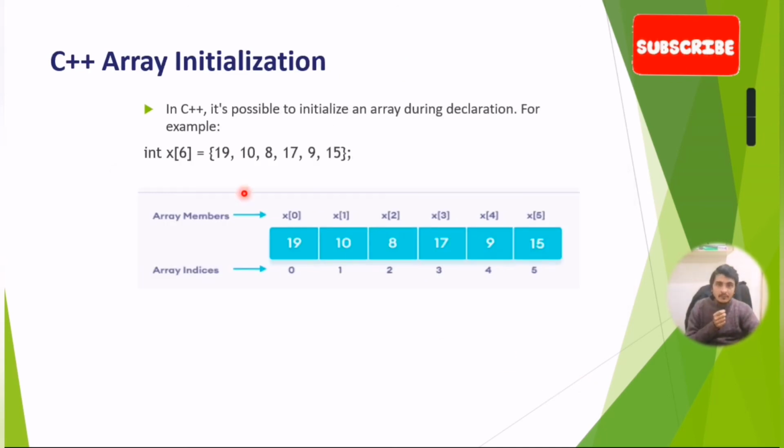In C++, it is possible to initialize an array during declaration. For example, int x[6]. So we are assigning the type of the array as int, x is the name, and 6 is the size. So int x, here we have 1, 2, 3, 4, 5, 6 slots. These 6 slots are occupied by 19, 10, 8, 17, 9 and then 15. And these are x0, x1, x2 and so on, the array members, and the indices will be 0, 1, 2, 3, 4.